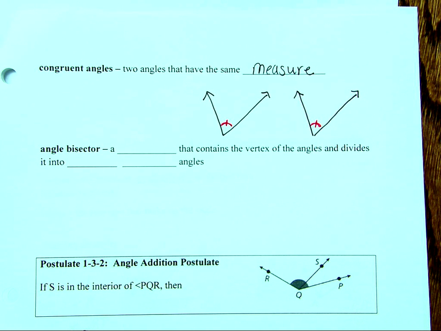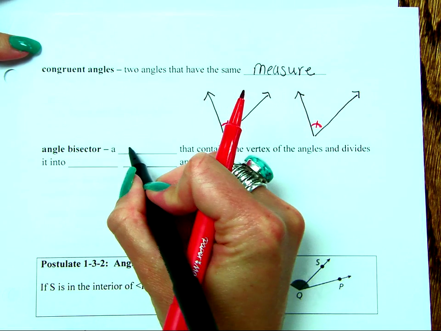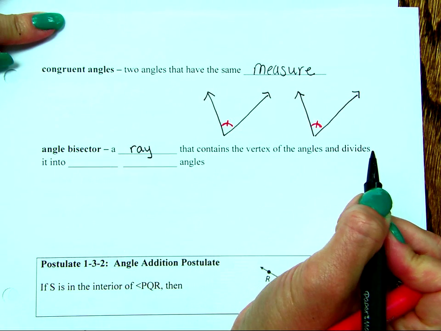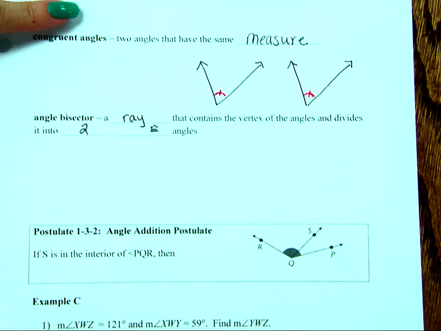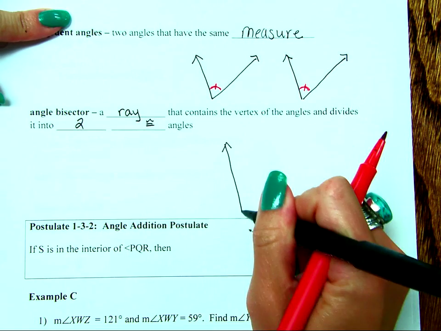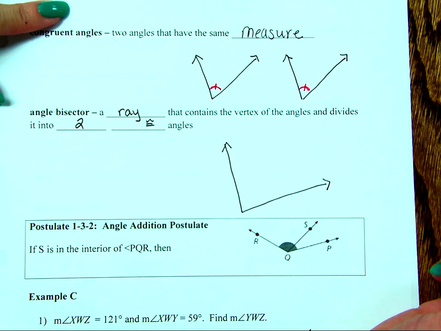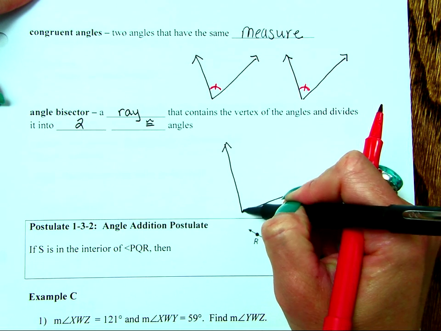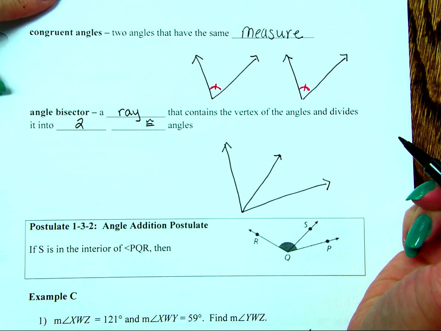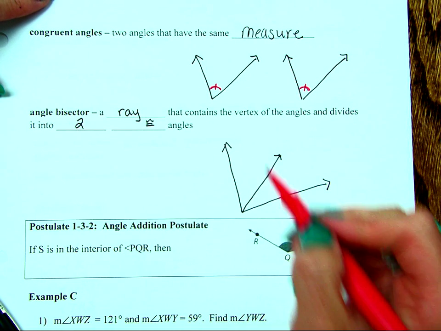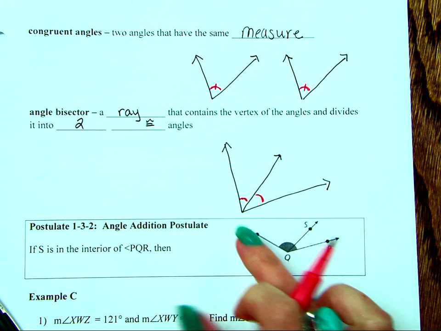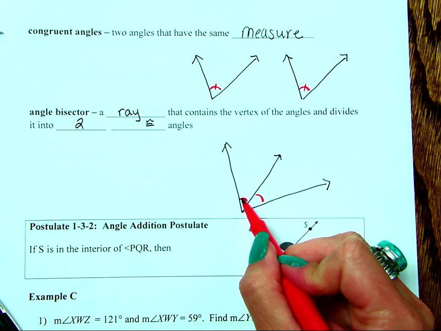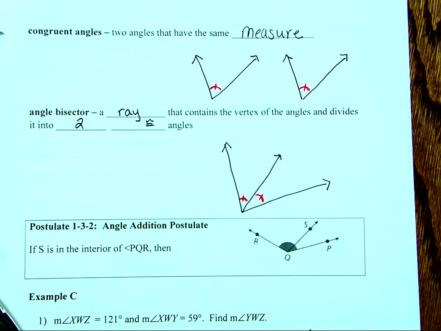Just like we had segments that were bisected, we can also have angles that are bisected. An angle bisector is a ray that contains the vertex of the angle and divides it into two congruent angles. So if I sketch my angle here and I want to show an angle bisector, I know it's going to cut it into two congruent angles. In order to know that it is an angle bisector, it would have to be marked that these two are congruent. I would want to show the two arcs in there. And again, they may or may not put in those tick marks.